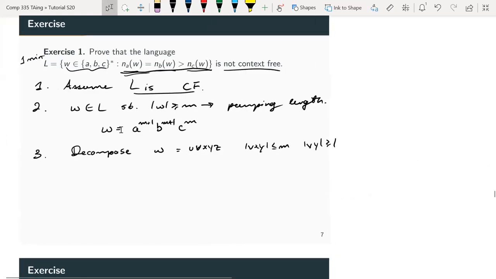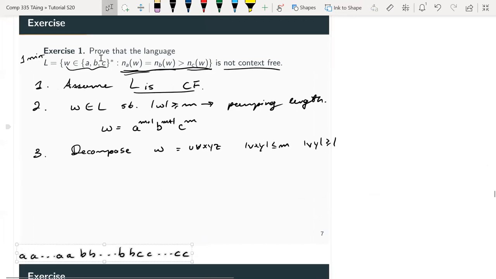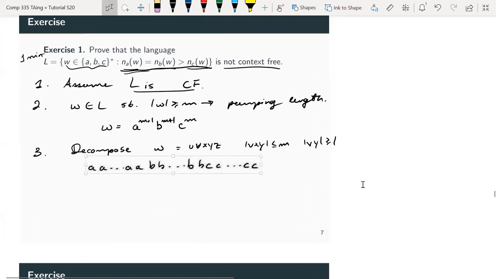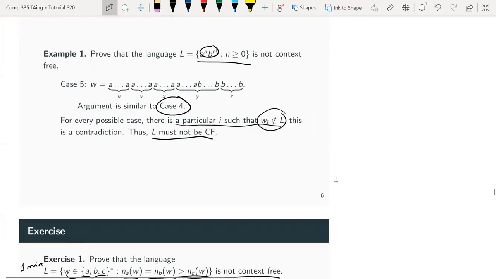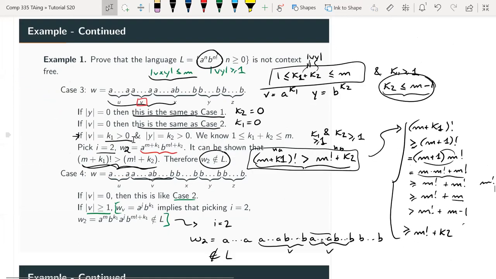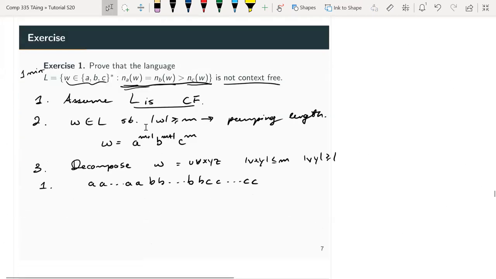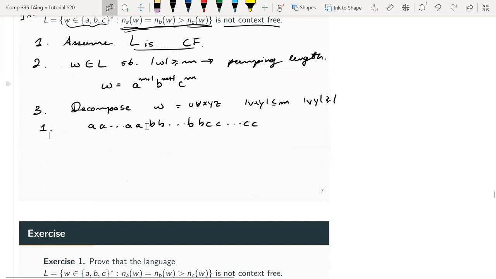So there's a bunch of decomposition cases. The first one that you can think of is, so I'm going to do this not as formally as it should be, but in your assignment, please make it a bit more formal, a lot more like this example here, where it's super crystal clear. But for the purposes of time, I'm going to go a bit faster, okay? So the first three cases are VXY within the A's, within the B's, and within the C's, okay?